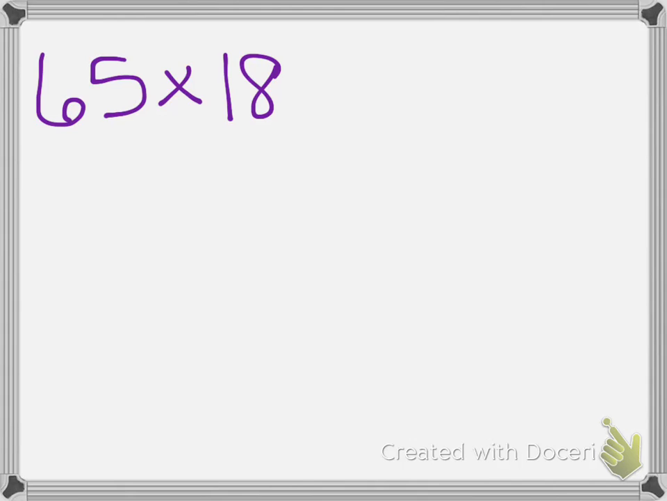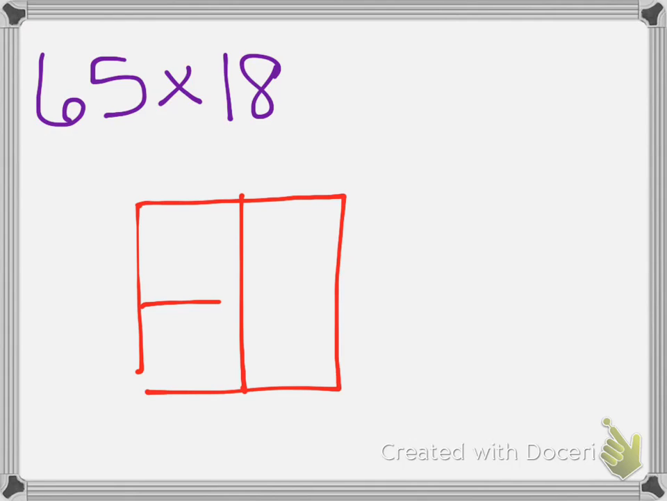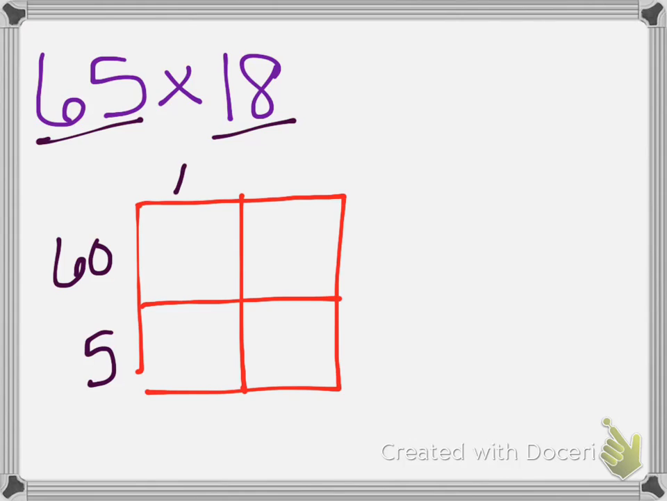Here's your next example. 65 times 18. Make your area model for a 2-digit times 2-digit. Break apart 65 into 60 and 5, 10, and 8. Then go ahead and multiply. I know 6 times 1 is 6, and I have 2 zeros. 60 times 8 will be 480.